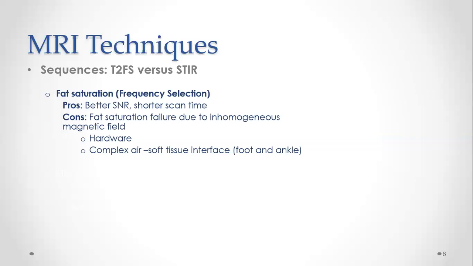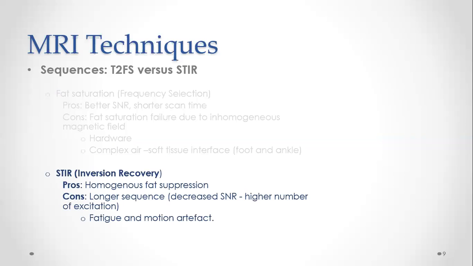The disadvantage, however, of the frequency selection method is the inhomogeneity of the fat suppression. That tends to happen if you have metal hardware or a complex air-soft tissue interface, such as in the foot and ankle. In this situation, we would rather prefer a different method of fat suppression, which is the inversion recovery method. The inversion recovery method is preferred in circumstances where you have metal or a complex air-soft tissue interface. It provides far better homogeneous fat suppression.